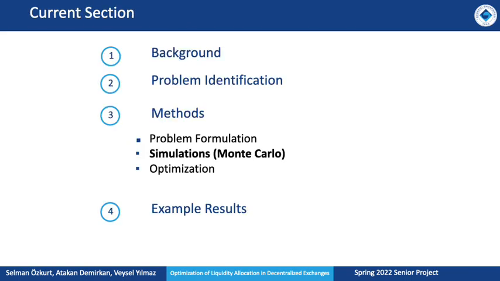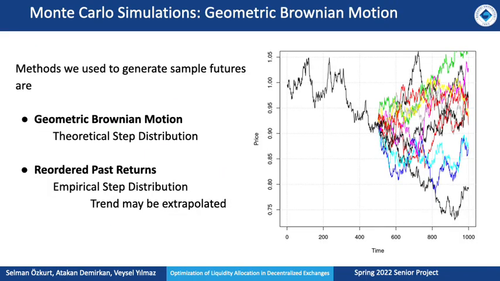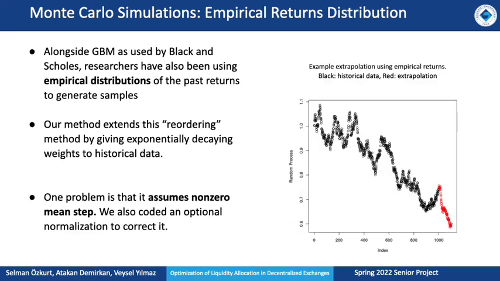Every possible decision is simulated for evaluation, before the best among them is selected. The first simulation technique is generating sample price paths using GBM. The empirical distribution of returns can also be used to generate samples, bringing along advantages and some challenges, which were addressed.